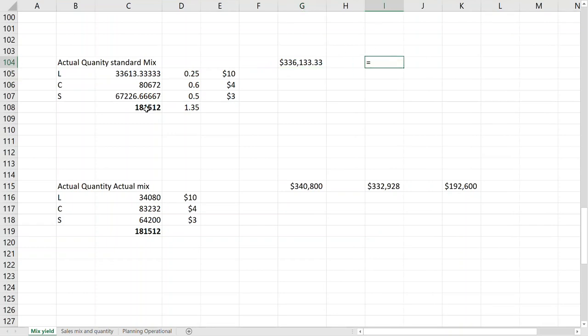Quantities multiplied by price. L should have cost us 336,000, but it cost us 340,000. C should have cost us 322,000, but it cost us 332,000. S should have cost us 201,000, but it cost us 192,000. Yeah, we saved money on this one because we used less. But the saving would be less than what we incurred more on this.